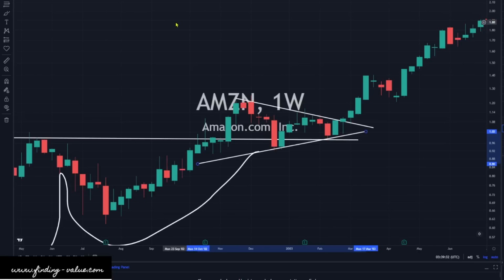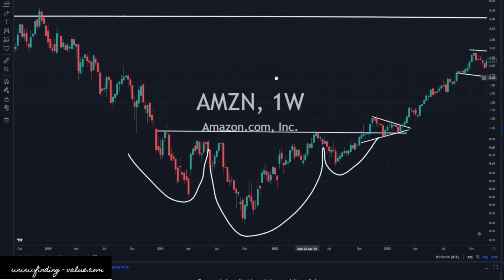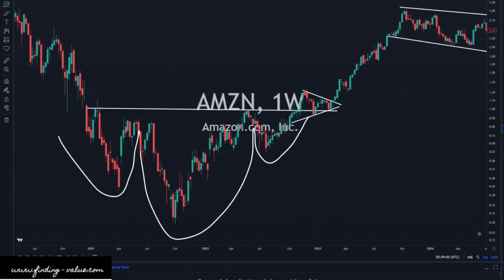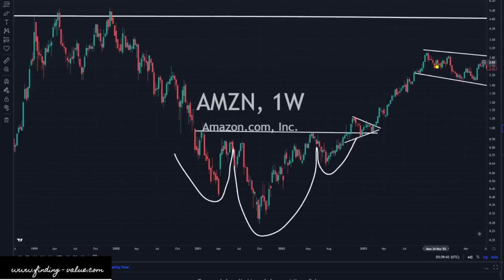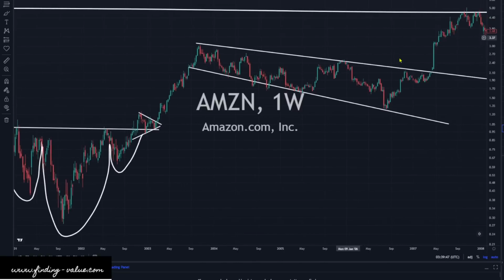Now, remember, Amazon did this bottom and broke to the upside in an unfavorable environment. So it didn't get that big run and continue. It ran and consolidated more because it was in an unfavorable environment with increasing interest rates from 2003 all the way to the break of 2007. So it's consolidated for 4 years. That would have felt like torture, even though this was one of the strongest companies in the world.